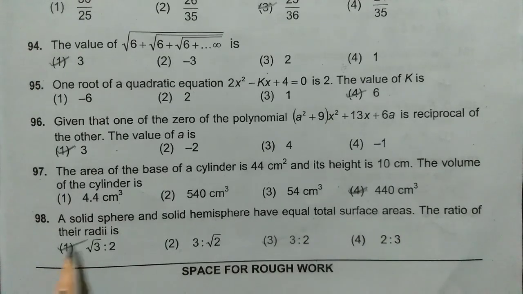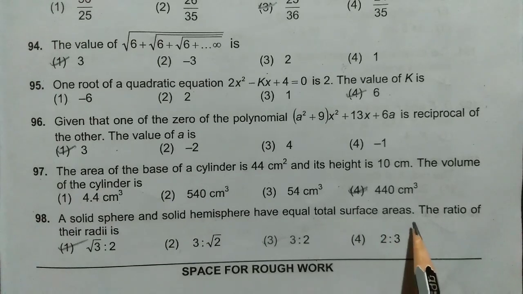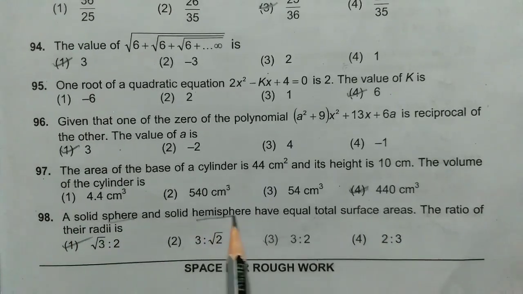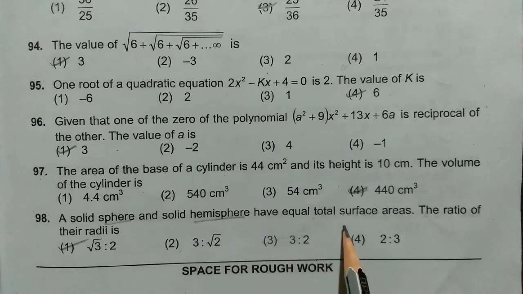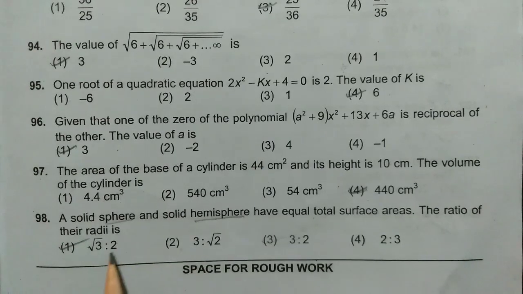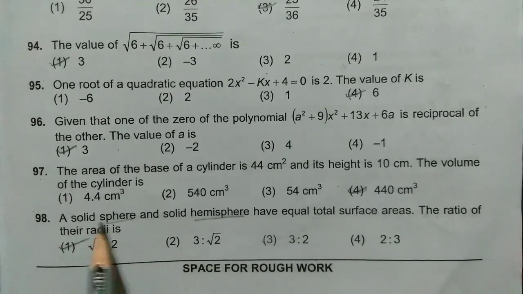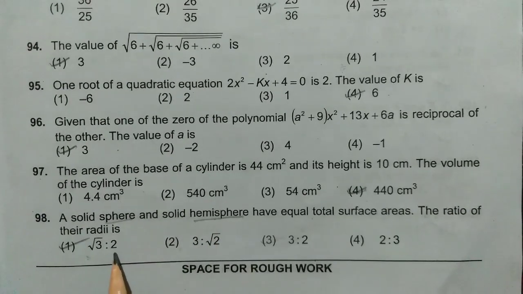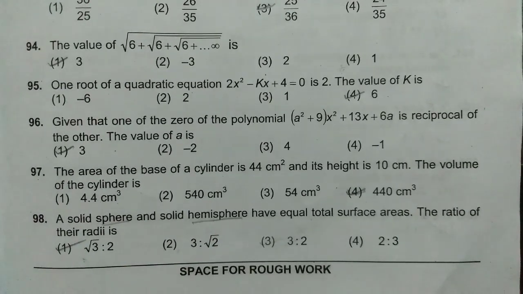Question 98: a solid sphere and a solid hemisphere have equal total surface areas. Here one is a solid sphere, and one is a solid hemisphere. These two have equal total surface area. The ratio of their radii is root 3 ratio 2. This is the correct answer.